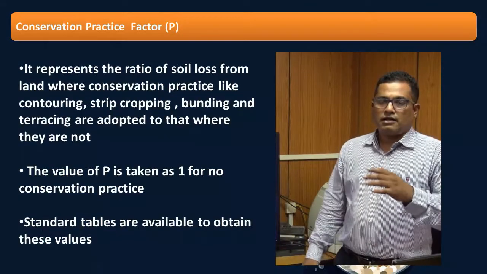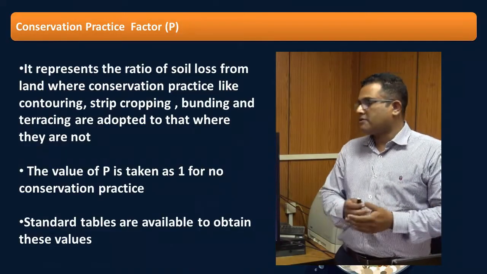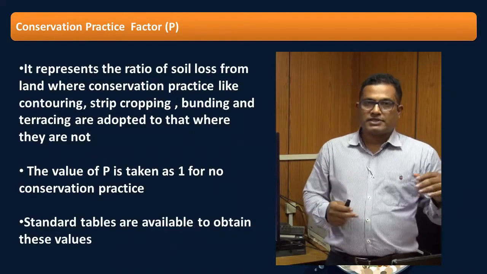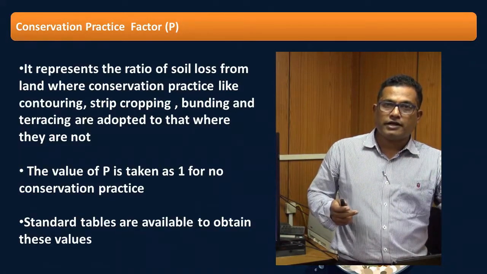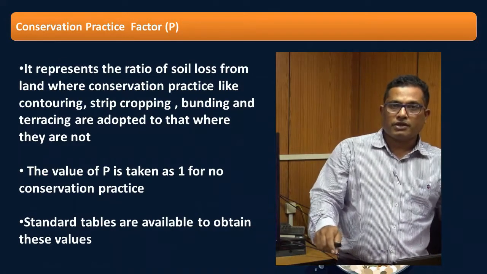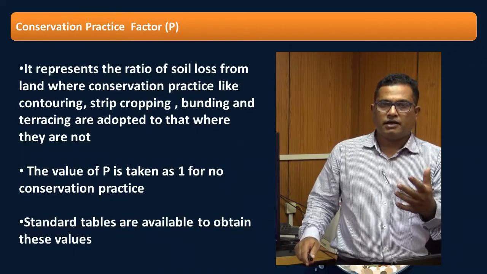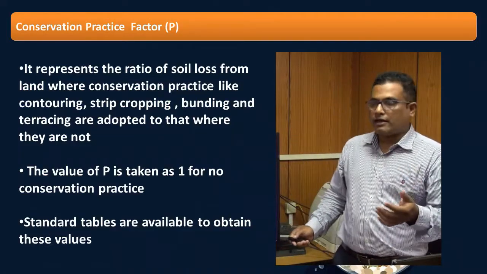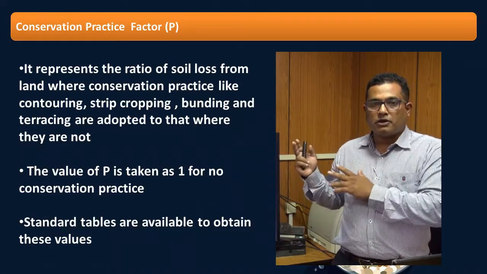And the last component of this RKLSCP universal soil loss equation is the conservation practice factor, that is P. As we have discussed in the previous slide, what is conservation practice? We have also studied in land capability classification, where according to the classes of the land we place different control measures, be it agronomic, permanent, or mechanical measures, according to the capability of the land, even in agricultural land. So this is again a ratio between two plots.